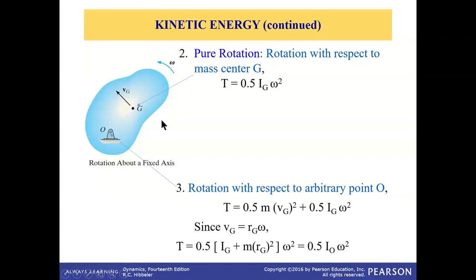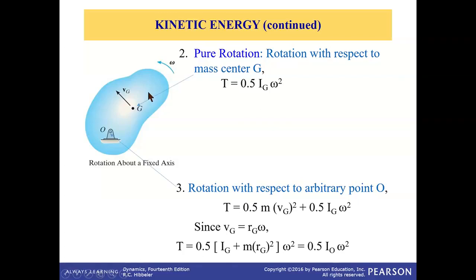Now there are two different cases. If the rigid body rotates with respect to its mass center, so if you assume that the body does not rotate from point O, but let's say it rotates from point G, and then it's in pure rotation, so it does not translate, but it just simply rotates with respect to point G, then its kinetic energy is 1/2 Ig omega square, where Ig is the mass moment of inertia of the rigid body with respect to its mass center, and omega is the angular velocity of the rigid body.